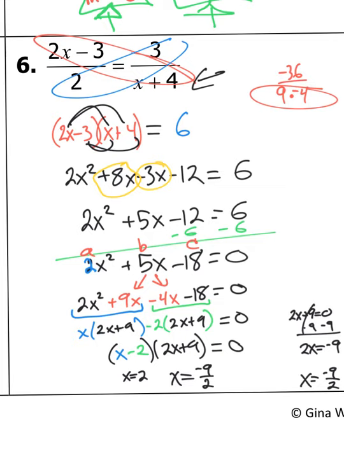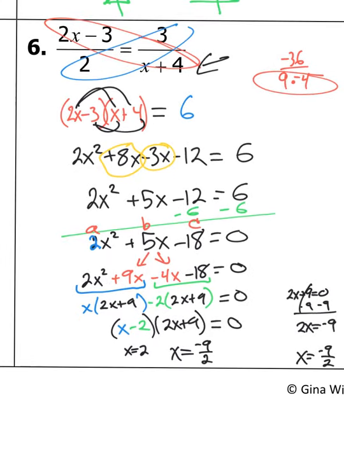But again, just since we're here, let's just double check and make sure that both of these make sense. If I plug 2 into the equation, I would get 4 minus 3 over 2 equals 3 over 6. Okay, that makes sense, right? Because 1 over 2 equals 1 over 2 once you reduce.